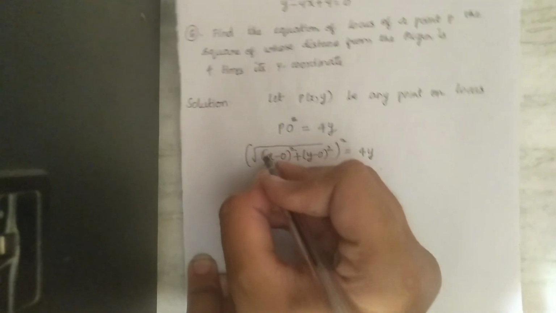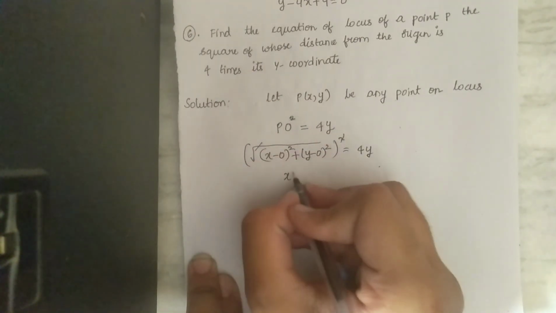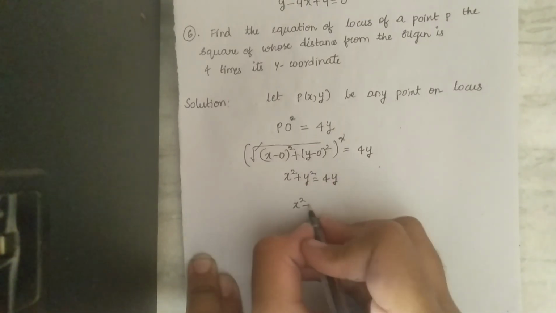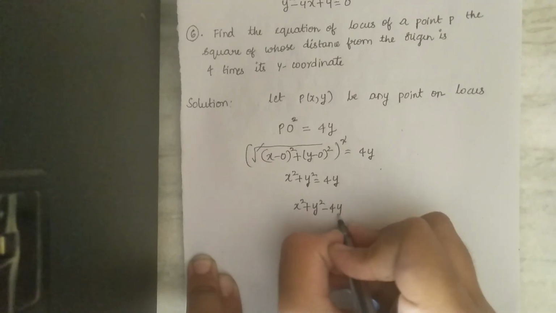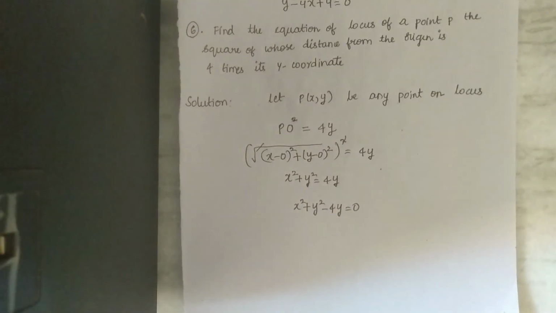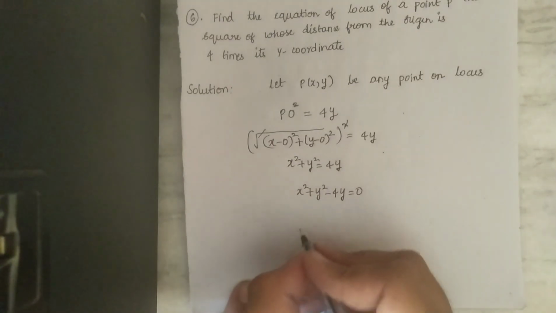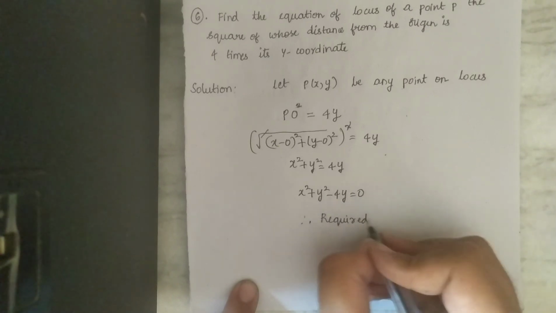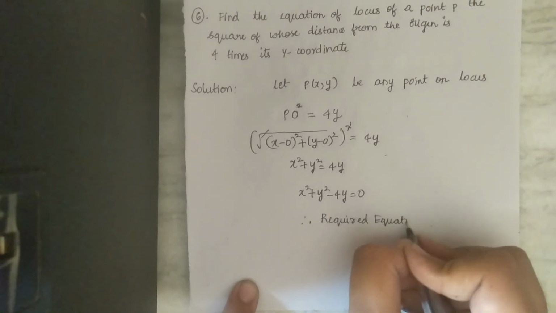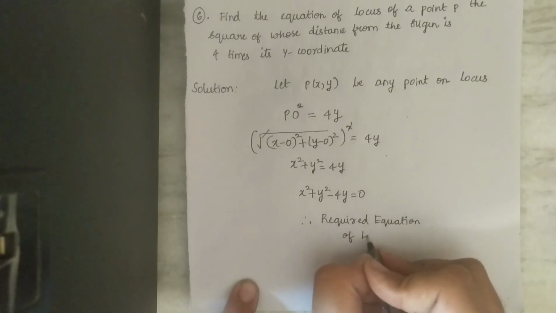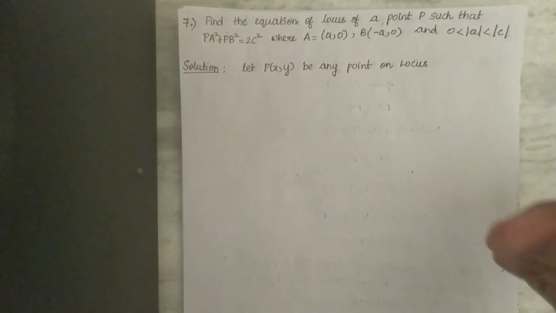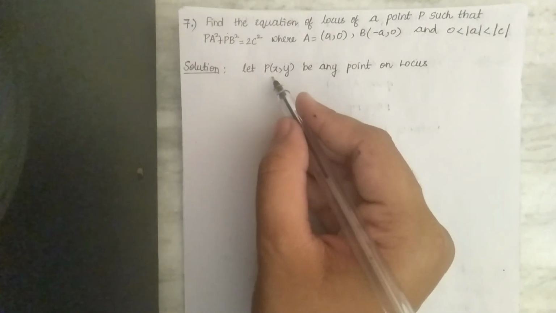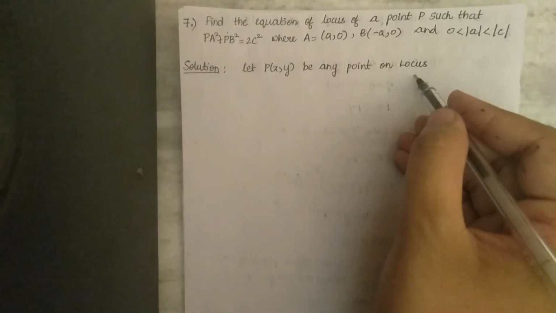So just square and root will get cancelled. We have x square plus y square is equal to 4y. So x square plus y square minus 4y is equal to 0. So therefore this is the required equation of locus. This is the seventh question in the exercise. So let us consider a point P(x, y) be any point on locus.